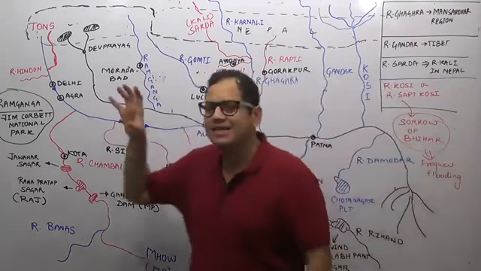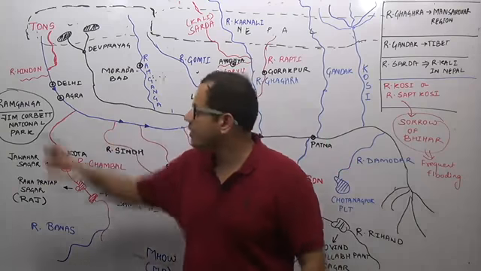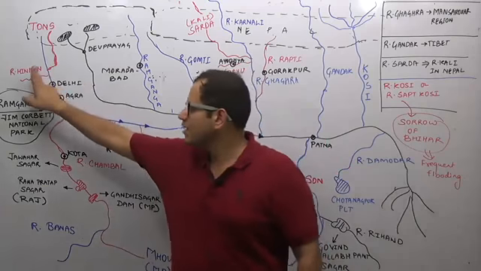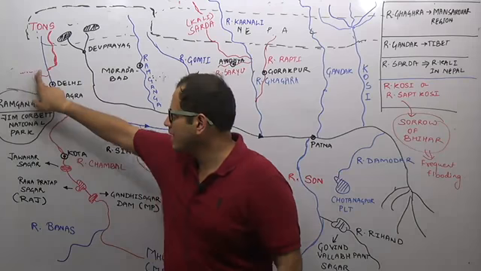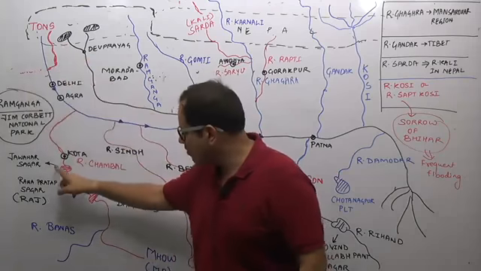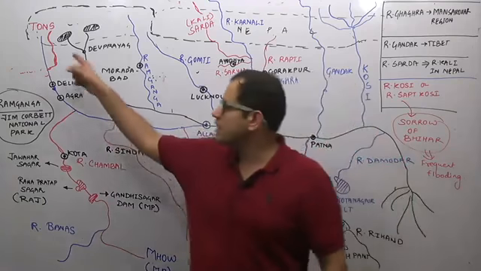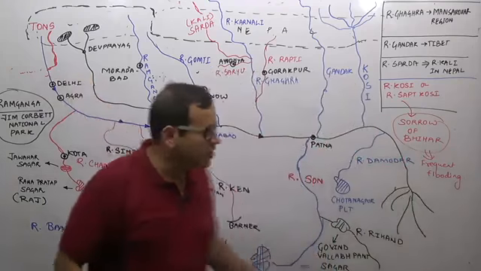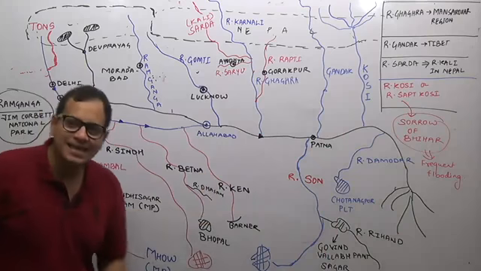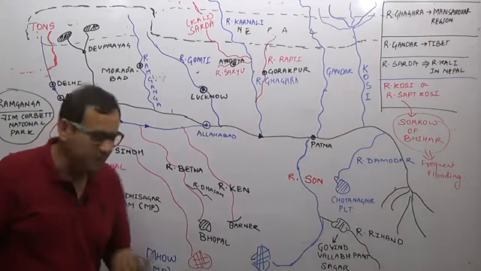River Yamuna has important tributaries: Tons, Hindan. If you want to remember, otherwise forget. River Tons, river Chambal, river Sindh, river Betwa, and river Ken. River Tons is a Himalayan river, while river Chambal, Sindh, Betwa, and Ken are the peninsular rivers.